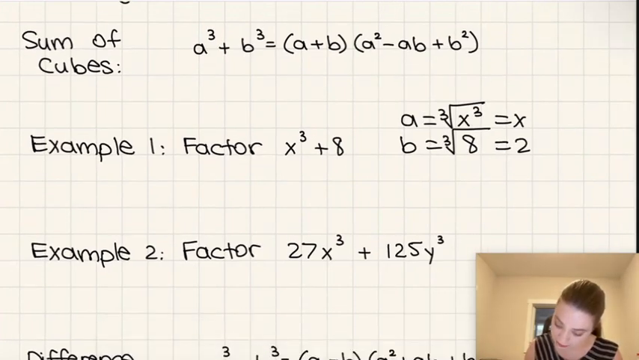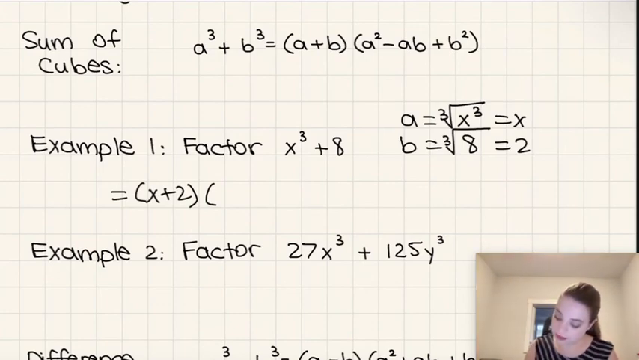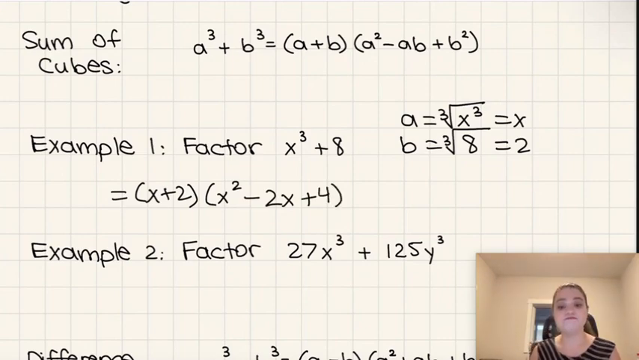So first we have a plus b, so that's going to be x plus 2. And then we have a squared, which is x squared, minus ab, which is going to be minus 2x, and then plus b squared, so plus 4. And there we go, voila.